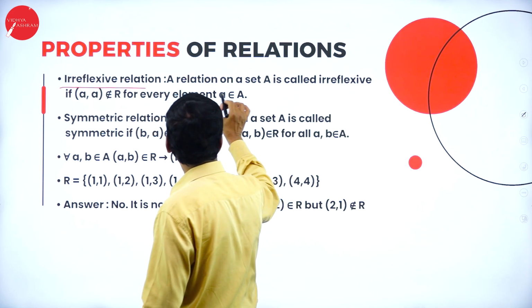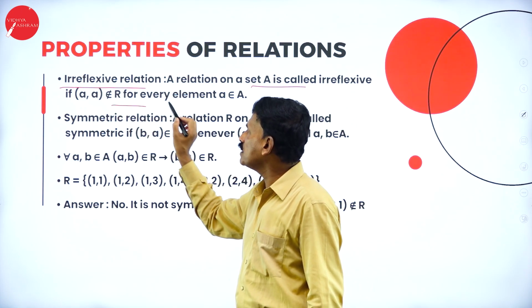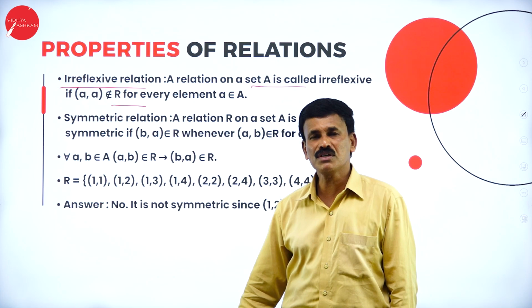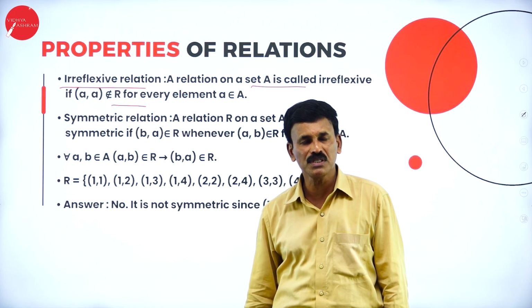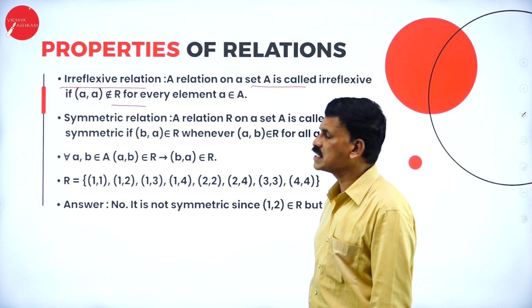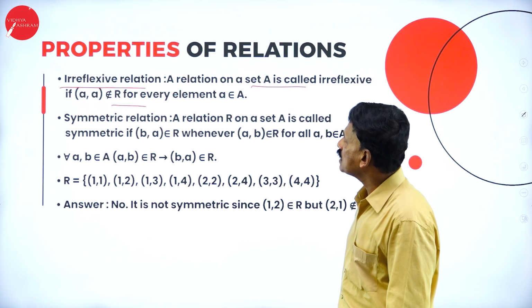Irreflexive relation means a relation R on a set A is called irreflexive if (a, a) does not belong to R for every a belongs to A. So, that is not reflexive. Irreflexive means it is not reflexive. If (a, a) does not belong to R, then it is called irreflexive.